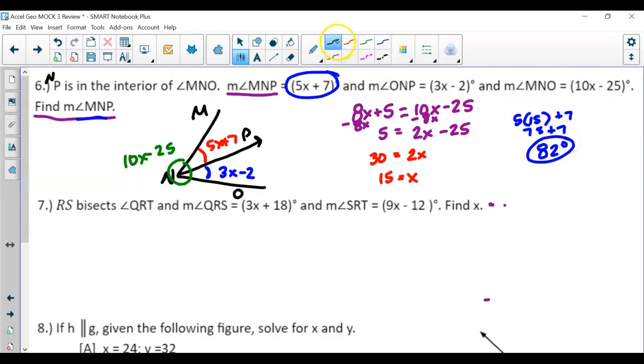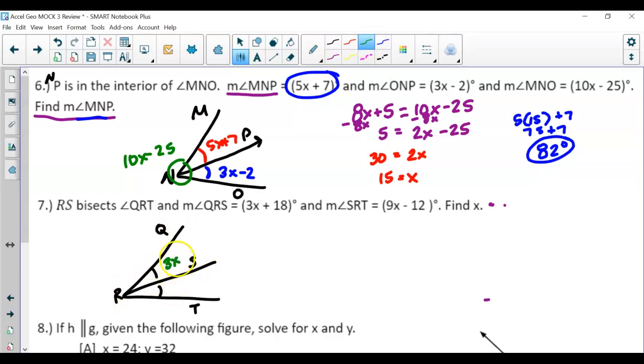So now we're getting into RS bisects angle QRT. So QRT. And RS bisects it. So now we can show that these two angles are congruent to each other because we have an angle bisector.